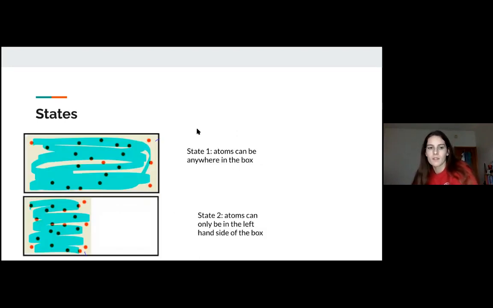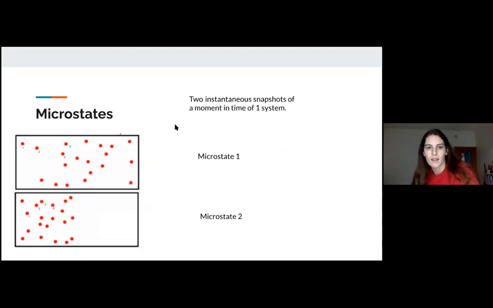So here's a visualization. As you can see, in state one, the atoms can be anywhere in the box, where it's shaded tan, but in state two, the atoms can only be in the left-hand side of the box. This contrasts with the idea of a microstate. Although these pictures look pretty similar, they're different because these are two instantaneous snapshots of a moment in time of one system. Theoretically, the atoms can be anywhere within the state, but in microstate 2, they've chosen to just be on the left side.